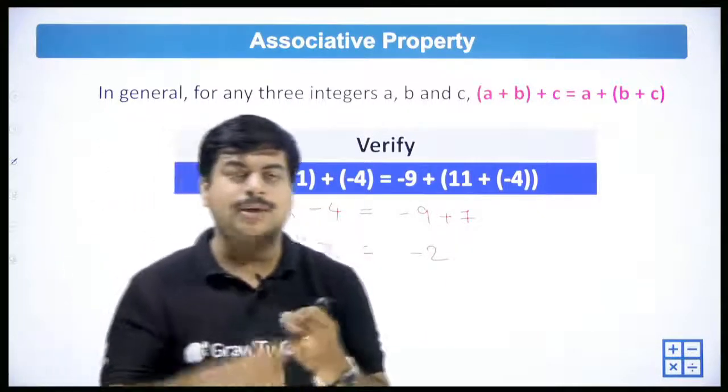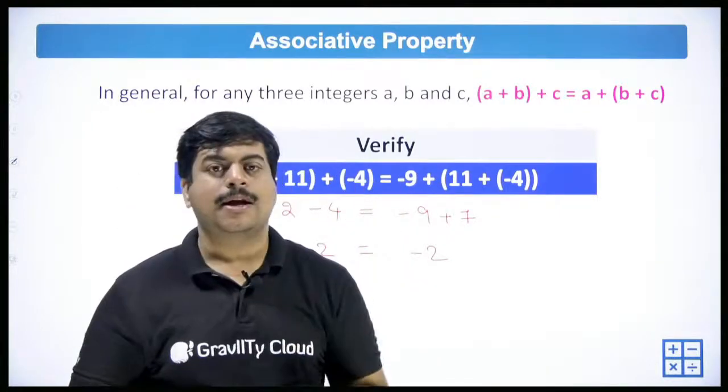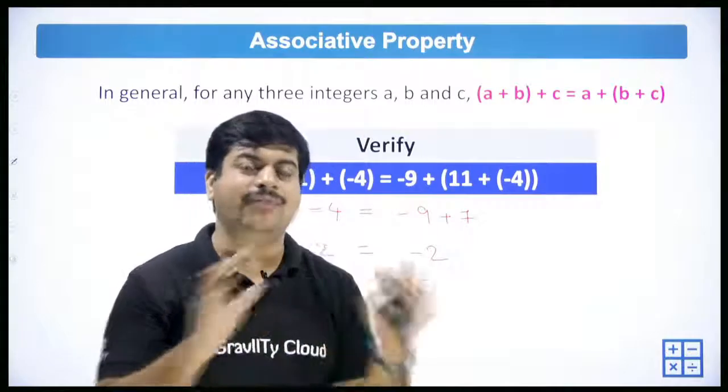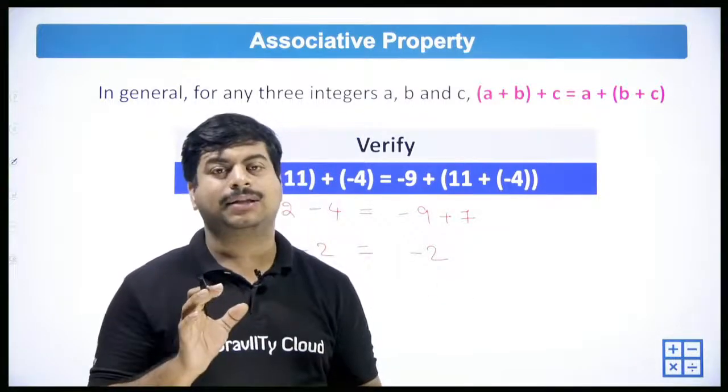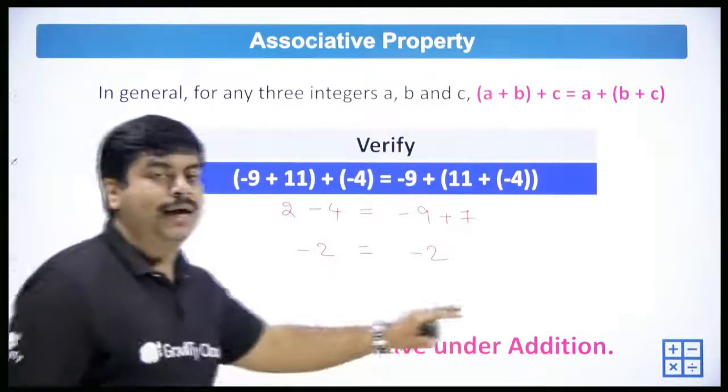It may be natural numbers, whole numbers, integers or rational numbers. Later we will discuss that. But in addition, no order is required. You can add in any way. You will get the same answer at the last. Right? So finally we can say that integers are associative under addition.